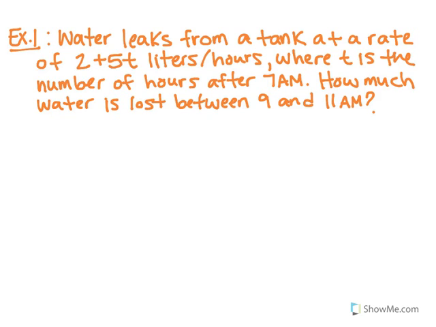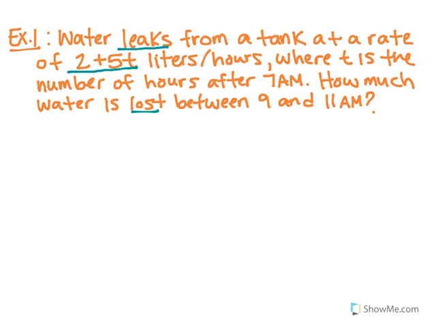First of all, the two words leaks and lost let us know that this function needs to be decreasing. So the function that it gives us, the rate part, we need to make sure that we have this negated. Okay, so we're going to have to make sure that there's a negative sign that's going to go with this function. Otherwise, it's going to represent something that's increasing, which is not the case here.